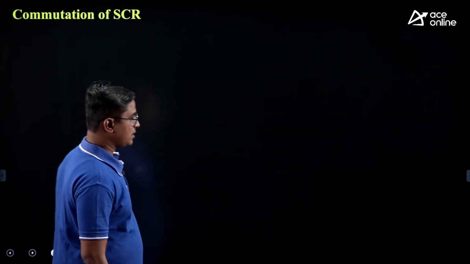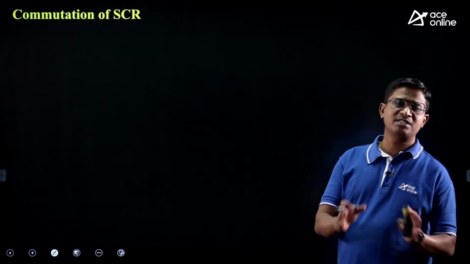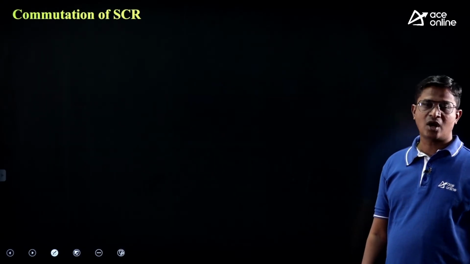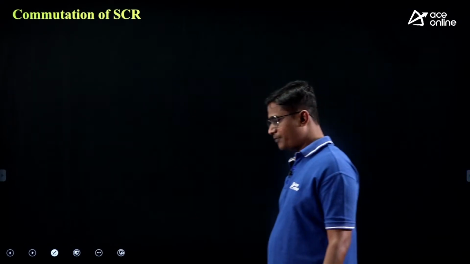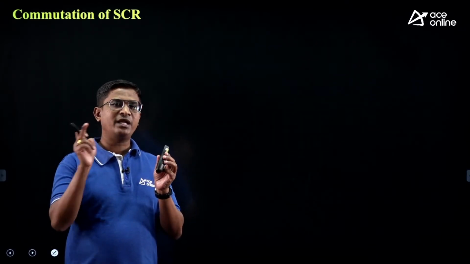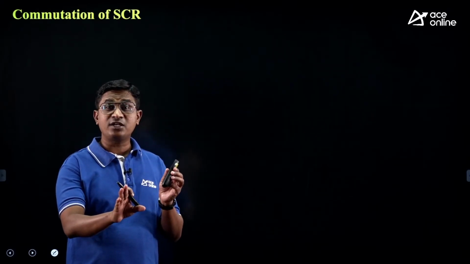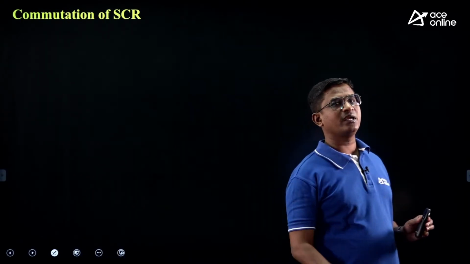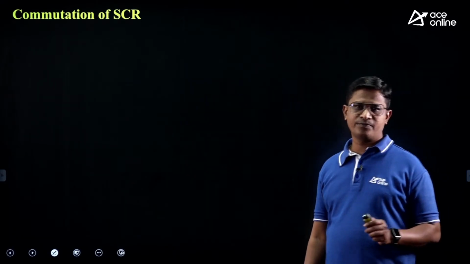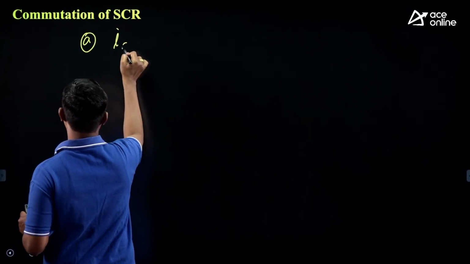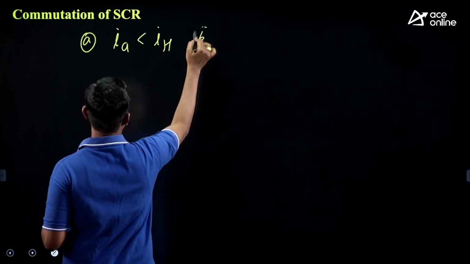Next, commutation of SCR. Commutation means simply turning off a conducting SCR. That is nothing but commutation. So how to turn off the SCR? First of all, according to the definition of holding current, holding current is the minimum anode current required to maintain the SCR in on state, otherwise it will turn off. So if the current flowing through the SCR becomes less than the holding current, then your SCR will turn off. So first thing is, your SCR current should be less than the holding current value.